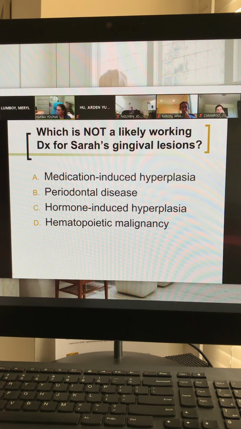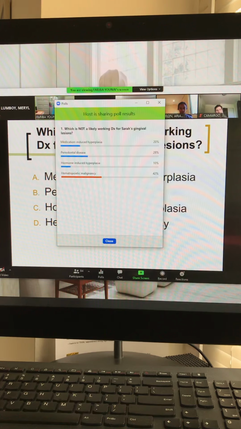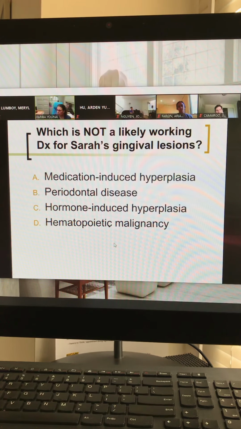Okay, excellent. This one you have to think about a little bit. So it looks like all of you were kind of conflicted in terms of what the actual correct answer might be. Why is hormone-induced hyperplasia not a good option in the case of Sarah?